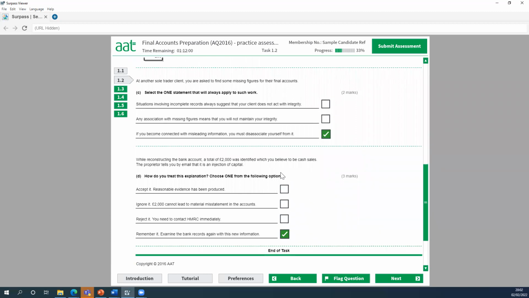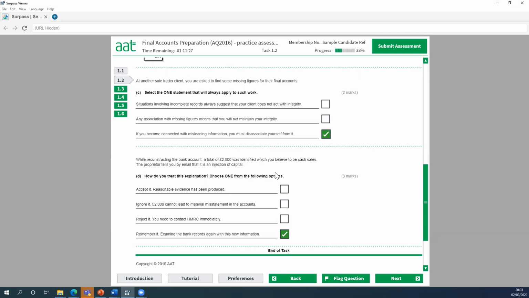The next one says, while reconstructing the bank account, a total of £2,000 was identified, which you believe to be cash sales. The proprietor tells you by email that this is an injection of capital. So how do you treat this explanation? Do you accept it if no evidence is produced? Well, no, because it's not accurate, is it? Ignore the £2,000, it cannot lead to a material misstatement in the accounts. Well, it's £2,000, so you should do.